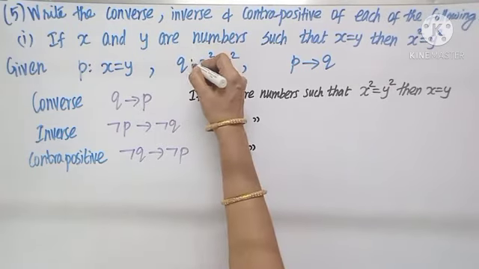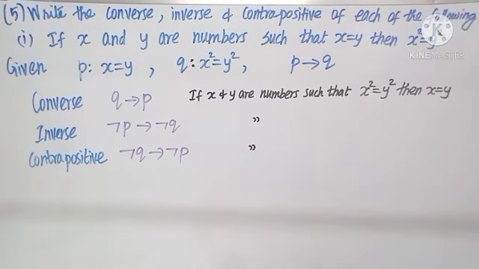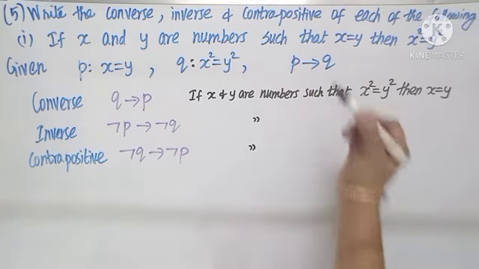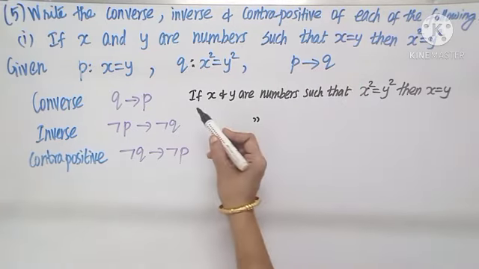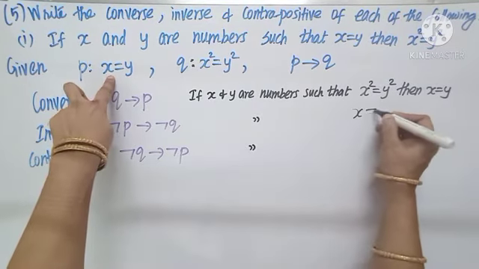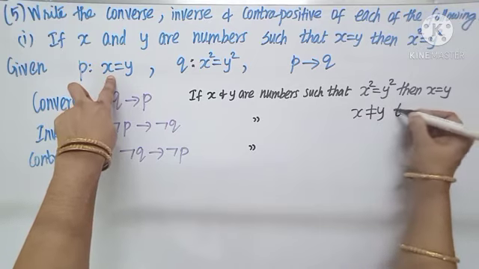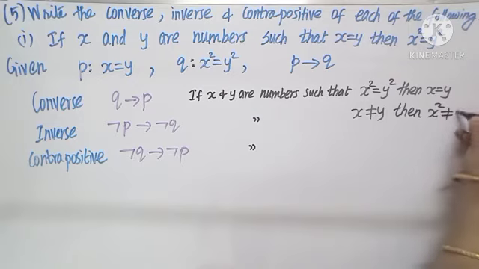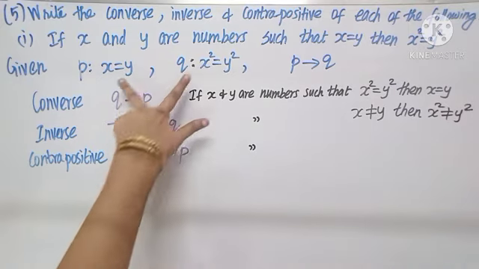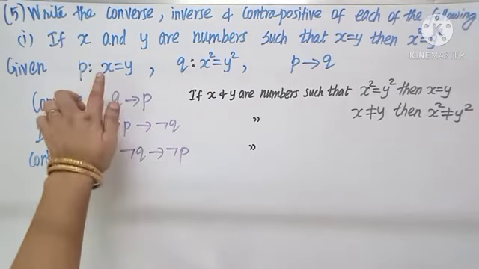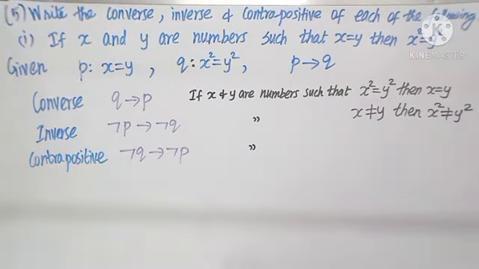The second one, we want to write the inverse. What does inverse mean? Put not for both. Not P, not Q. So we will write if x and y are numbers such that not P, x not equal to y, then I will say x square not equal to y square. So these two the same I write, but I put not for both. This is not equal, this is also not equal.